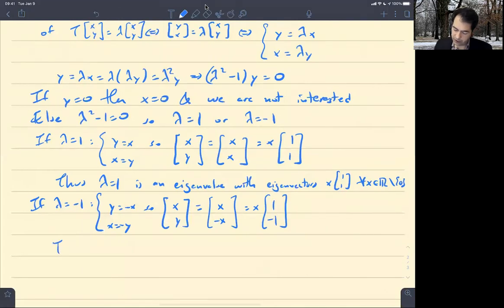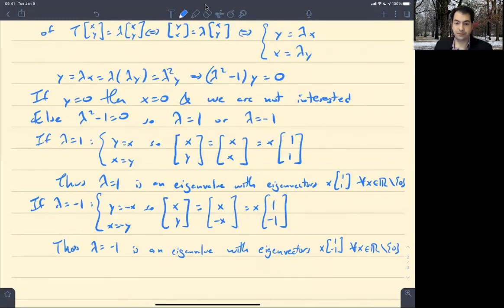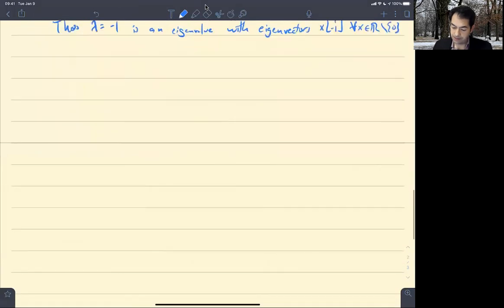And so just as in the other case, we can say, thus lambda equal to minus 1 is an eigenvalue with eigenvectors x times (1, -1) for every x in the reals not 0. Okay, perfect. So we did that one very algebraically. Let's do one that's entirely geometric.